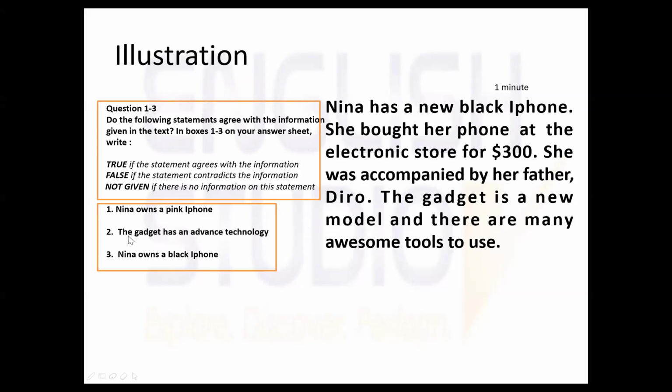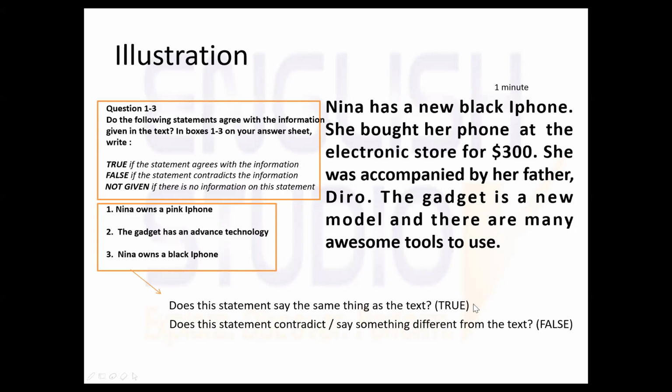Here are the questions, the sentences, and this is the reading passage. What you have to do is look at the question and ask yourself first. For example, the first question: Nina owns a pink iPhone. Does this statement say the same thing as the text? If it says the same thing, then your answer must be true. Okay? And the second is, does this statement contradict or say something different from the text?